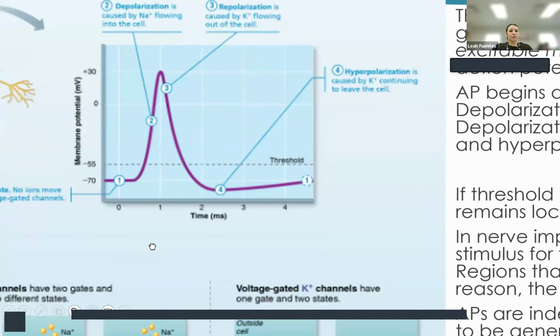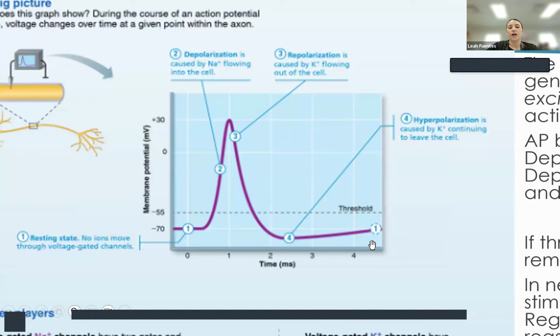So I would make sure you're familiar with this image here. On the exam, whether that's lecture or lab, I can see them giving you this image and having you identify what's occurring at each of the numbers or which of the stages. Or they'll ask you, depolarization is caused by what flowing into the cell, and that would be sodium.